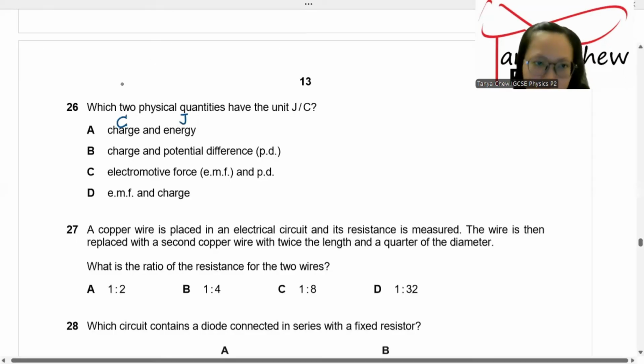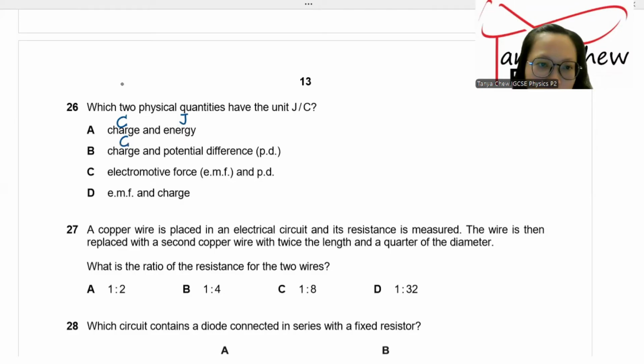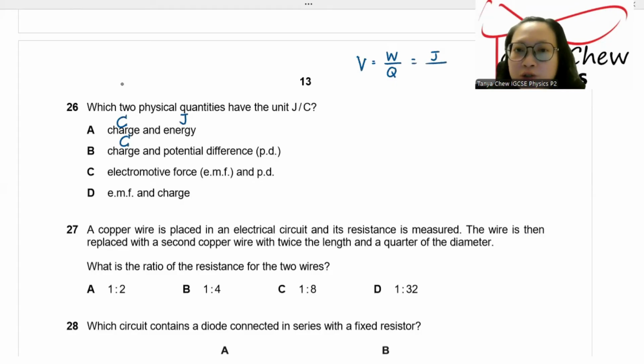Energy is defined in joules. For B, charge is defined in coulomb. Potential difference, now let us look at potential difference. It is defined as work done in moving a charge from one point to another point. So work is in joules and the charge is in coulomb. So joule per coulomb for potential difference, but not for charge because the unit of charge is coulomb. C, electromotive force is measured in volt as well, so it can take the unit of joule per coulomb, same as potential difference. So C is the answer.